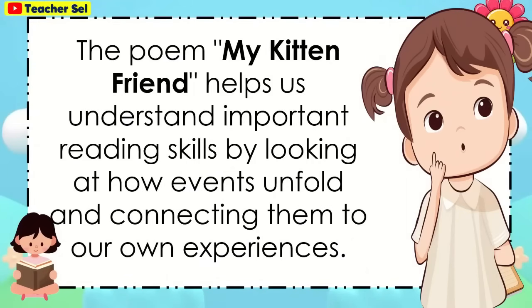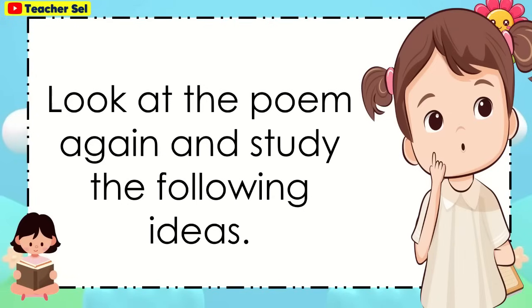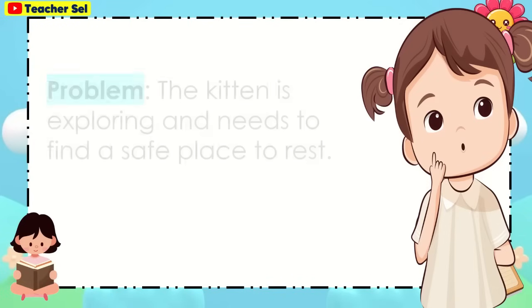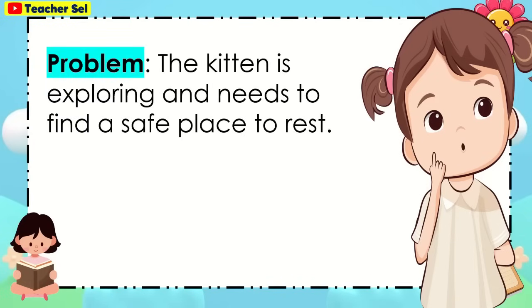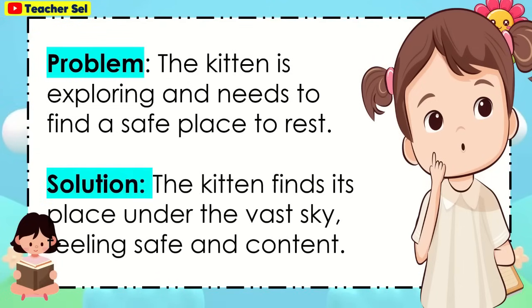The poem My Kitten Friend helps us understand important reading skills by looking at how events unfold and connecting them to our own experiences. Look at the poem again and study the following ideas. Problem: the kitten is exploring and needs to find a safe place to rest. Solution: the kitten finds its place under the vast sky, feeling safe and content.